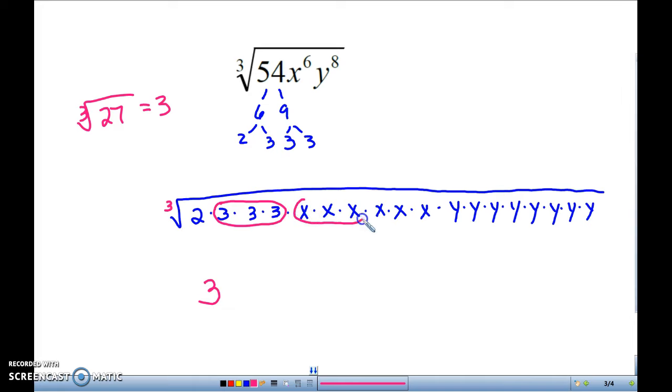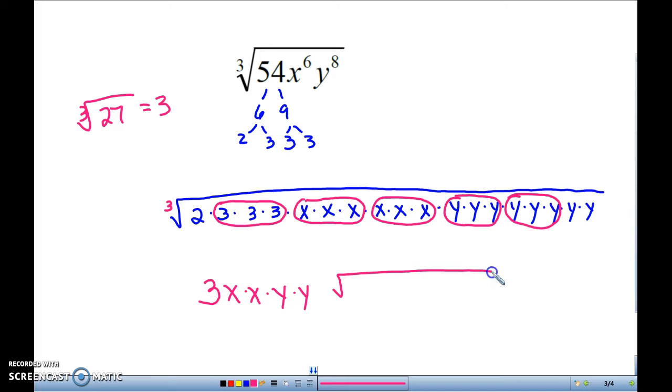Okay, let's look at our x or our variables. I have a group of 3 right here. It comes out as a single x. I have a group of 3 here. It comes out as a single x. Let's look at our y's. 1, 2, 3. It comes out as a single y. 1, 2, 3. That comes out as a single y.